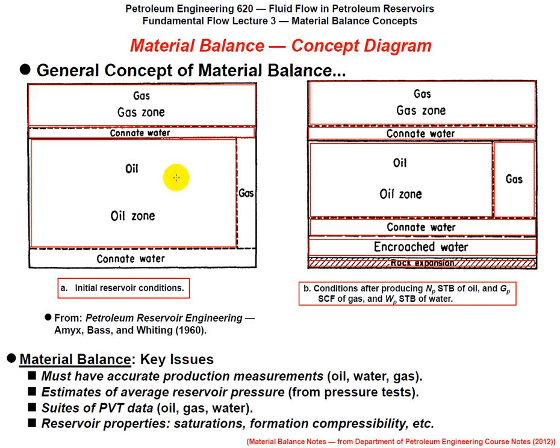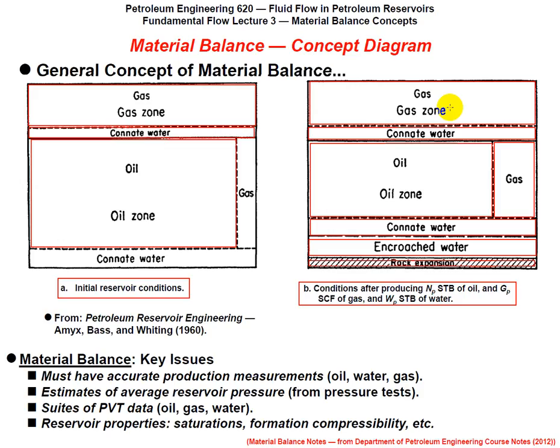So before, we had a relatively simple system. Afterwards, we have a whole bunch of things. We have water expansion here, water expansion here, rock expansion here. We have water encroachment. We have the production of oil, the generation of gas. In this particular view, the gas zone didn't change very much, but that's fine.